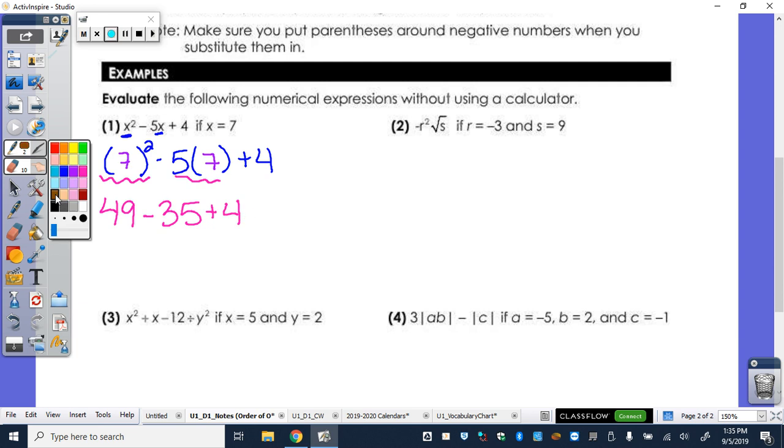So now we got to work our way left to right. So 49 minus 35, 14. And then plus our 4 gives us 18.